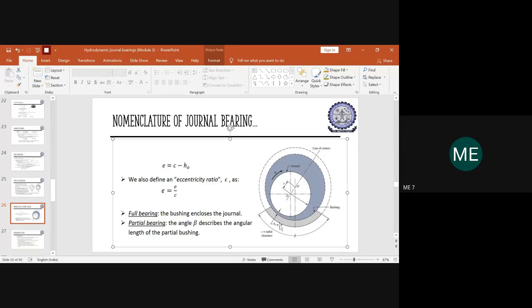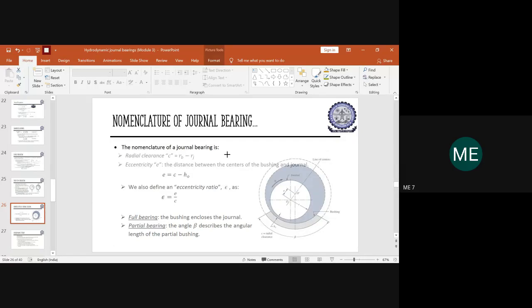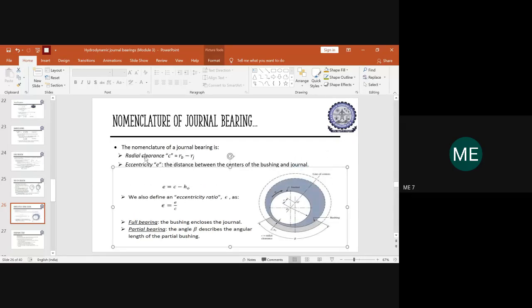Right, so here this is the radial clearance that we are talking about. The radial clearance will give you the difference between the radius of the bearing and the radius of the journal. So this is the radius of the journal, and this is the radius of the, sorry, this is the bearing and this is the journal. So this is the radius of the journal, right? And then you have the radius of the bearing also.